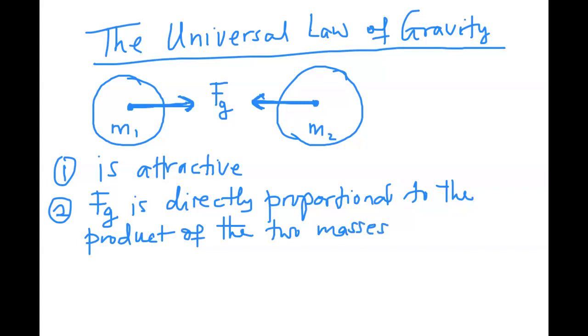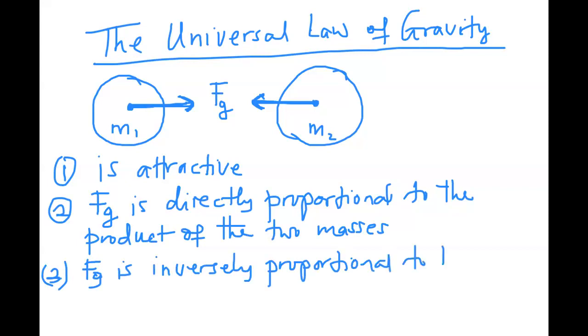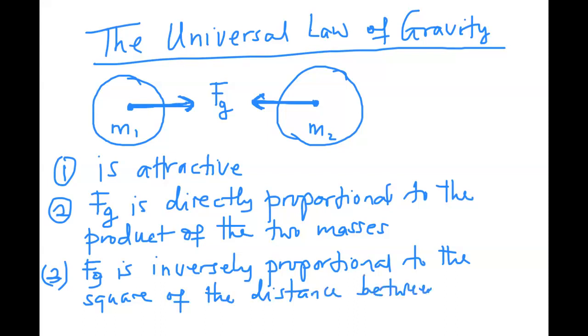And also, according to Sir Isaac Newton, point number three, the gravitational force is inversely proportional to the square of the distance between the centers of masses. So gravitational force is inversely proportional to the square of the distance between the centers of masses.